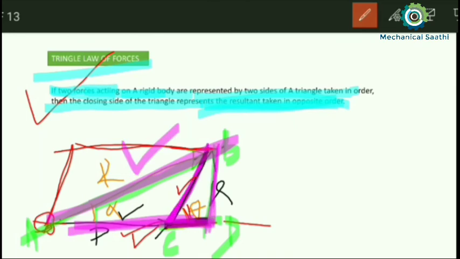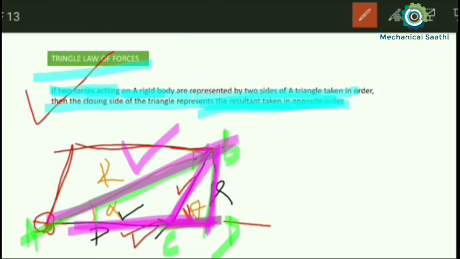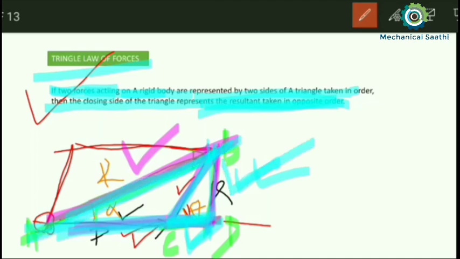So from this triangle you can find out the value of this side and this side. After finding these two sides, you can find this side also by using the Pythagoras theorem, okay. I think you can do it by yourself, because we have already derived this for the parallelogram law of forces, so you can do the same things, okay.